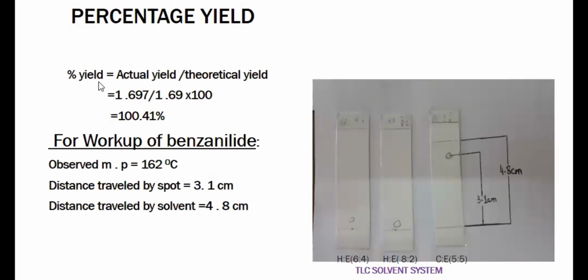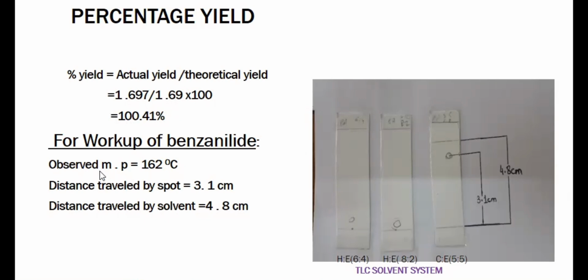Now the percent yield is equal to actual yield divided by theoretical yield. 1.697 divided by 1.69 into 100 will be equal to 100.41. Usually the yield is less than 100%, and in practice it is always less than this, but sometimes we have more than this, and it is because of some impurity, or might be because of the water which is still present. It has not completely evaporated from this product.